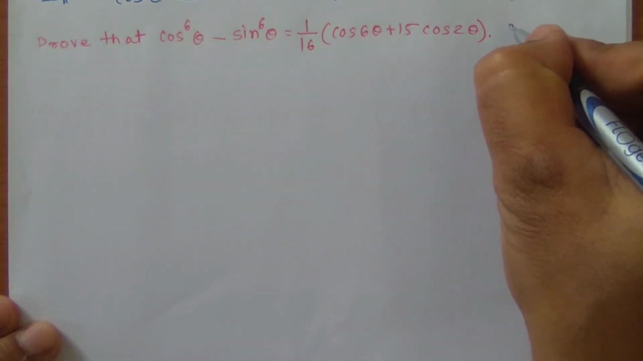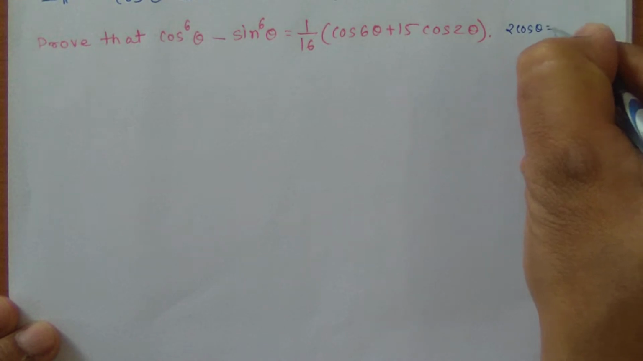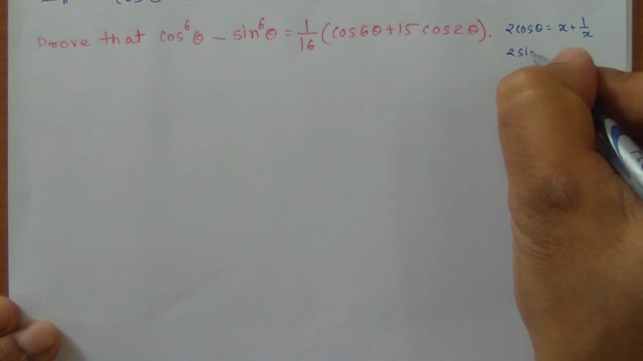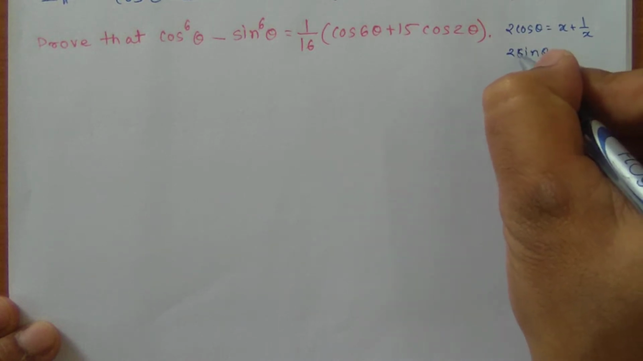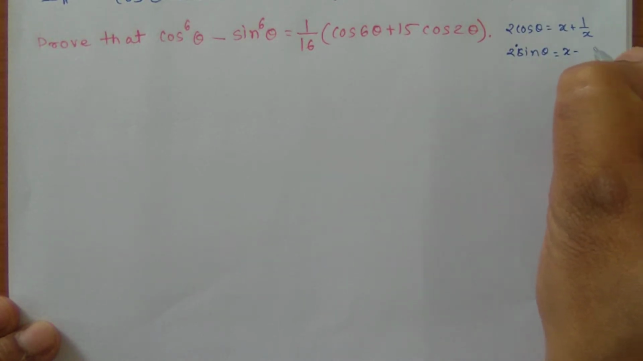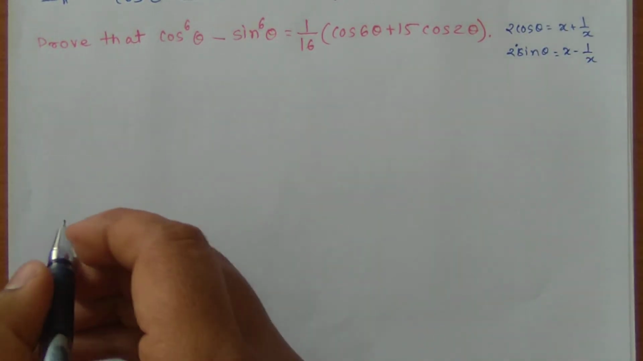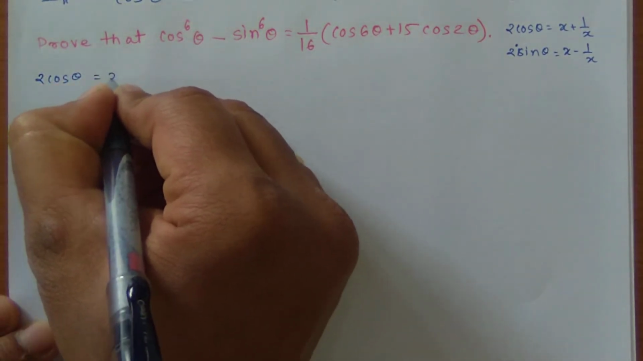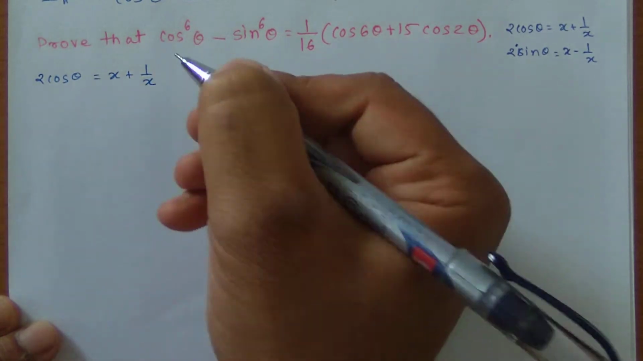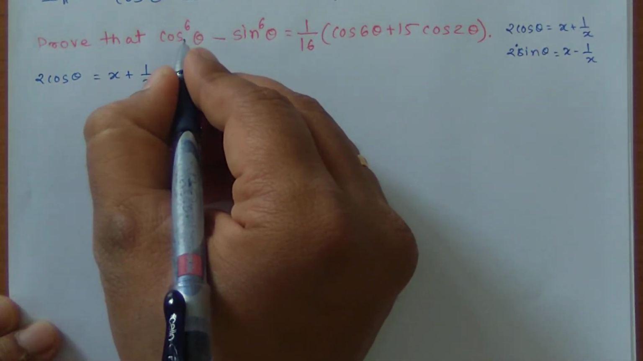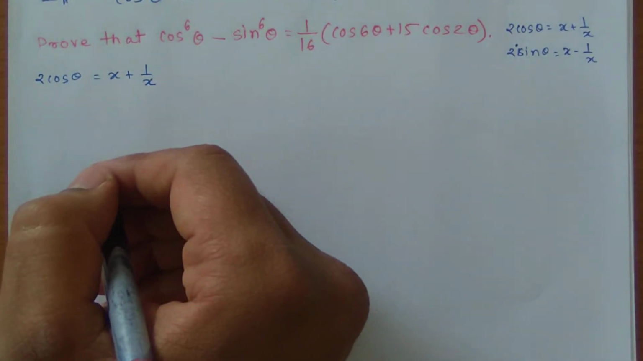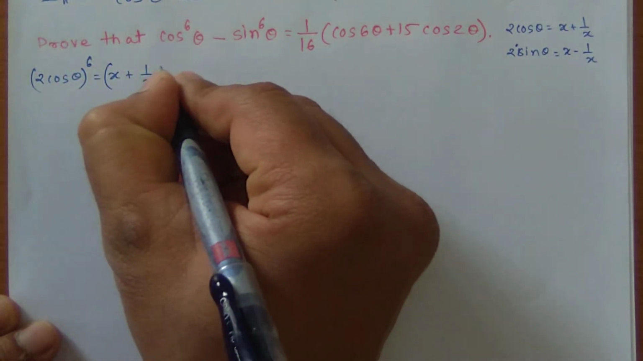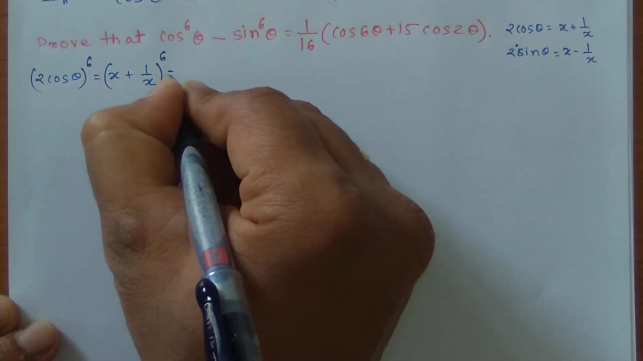We know that 2 cos theta is equal to x plus 1 upon x and 2i sin theta is x minus 1 upon x. Hence 2 cos theta is equal to x plus 1 upon x. As we require the cos raised to 6 theta, we take a sixth power on both sides. We have 2 cos theta raised to 6 is equal to x plus 1 upon x raised to 6.